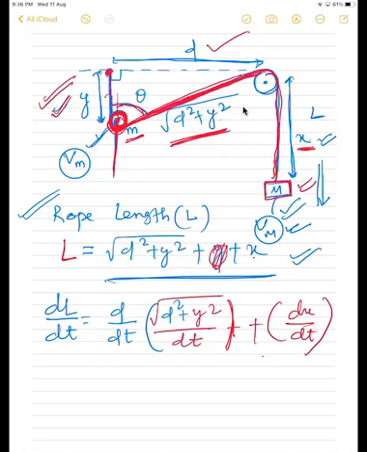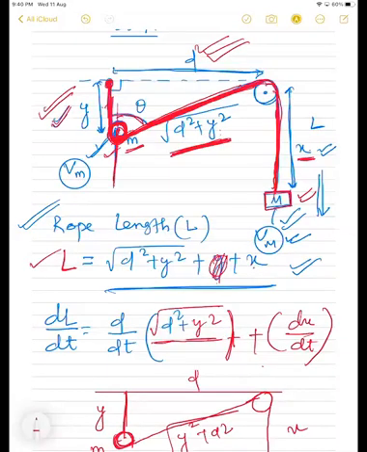Okay. Students, now you understood how the length is connected. Square root of d square plus y square, this is y, this is d, this length is square root of d square plus y square, and this length is x, right? Yes or no? Up to this understood or not? Tell me, then I'll go next.